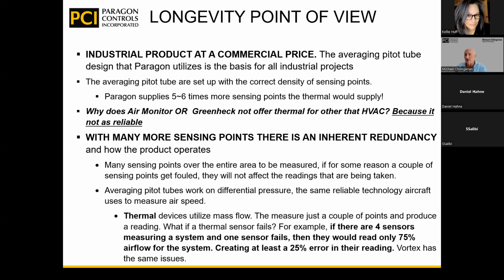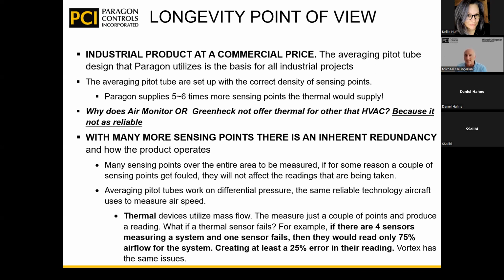I was just doing a project for a big hydroelectric plant, and they needed to stay within 3% accuracy no matter what across the range. So if they were to do a thermal system and they had one or a couple of sensors fail, it would throw their system right off right away. And the vortex shedders have the same issue.